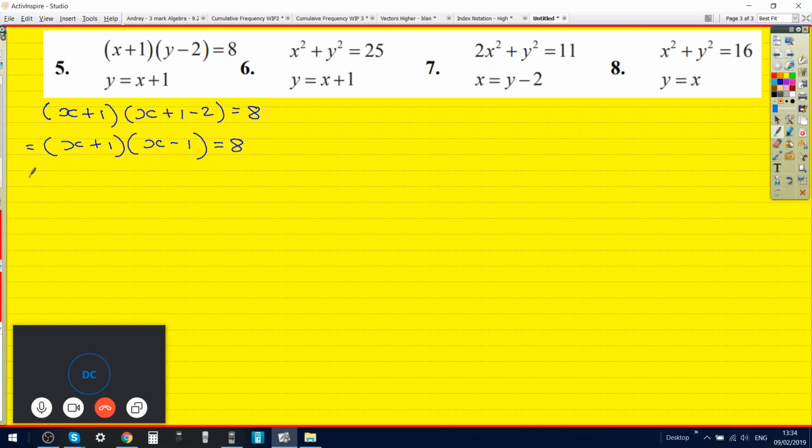So we can expand that, so x squared minus x plus x minus 1 equals 8. Same as x squared minus 1 equals 8. Plus 1 on both sides, x squared equals 9. And then x equals 3, or x equals minus 3.